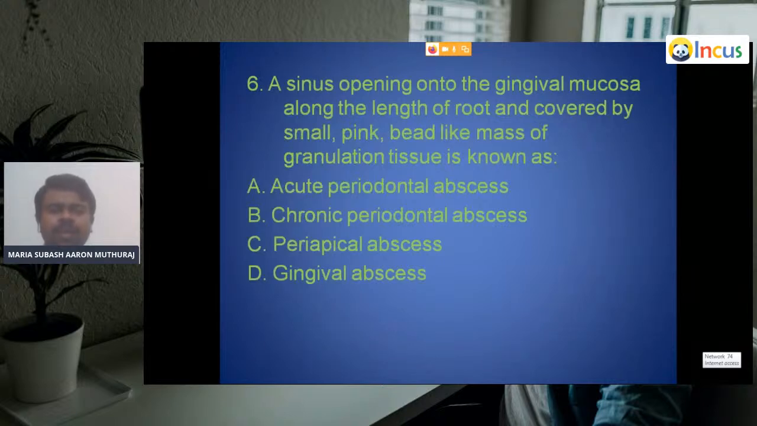A sinus opening onto the gingival mucosa along the length of the root, covered by a small pink bead-like mass of granulation tissue. If a sinus opening is present on the gingival mucosa, it should be a chronic condition, and a periodontal condition also. It won't be an acute periodontal abscess, periapical abscess or gingival abscess, because only a chronic periodontal abscess presents with a sinus opening on the gingival mucosa along the length of the root, covered by a small pink bead-like mass of granulation tissue. Therefore, the answer should be D.